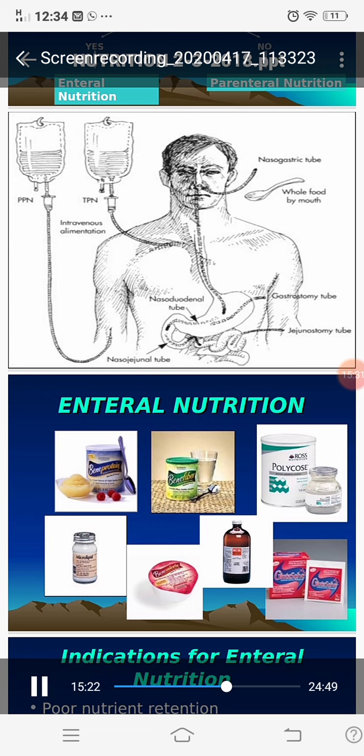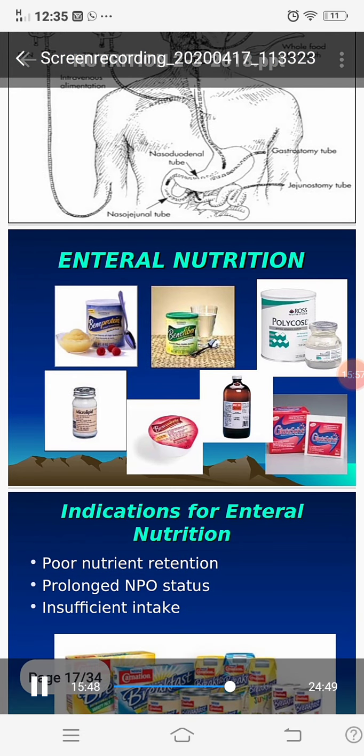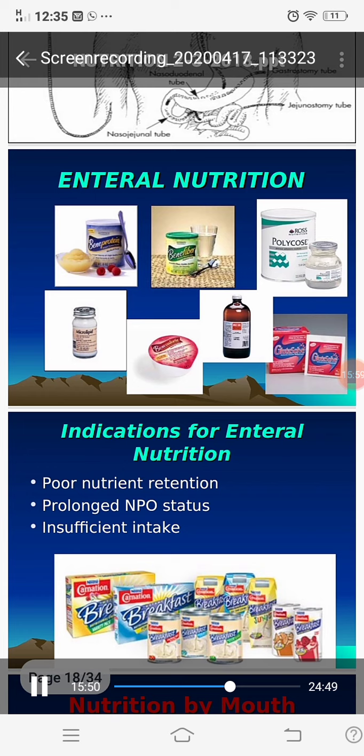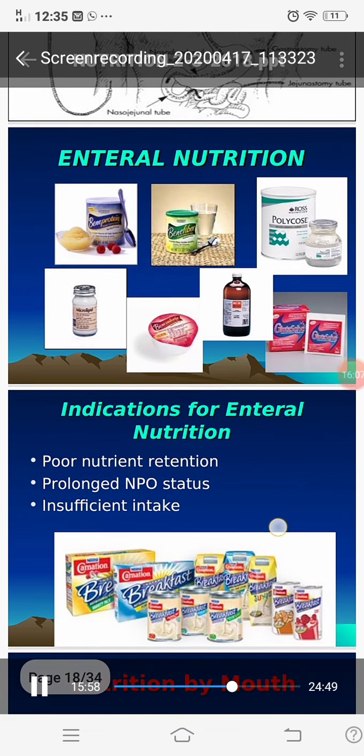So then what are different indications of enteral nutrition and what are different indications of parenteral nutrition? As I already told you, the better route is always enteral nutrition. If the GIT is functional, it is better to use the route of enteral nutrition, which is mouth or gastrostomy or jejunostomy. Basically, the enteral route is for the GIT and the other route is for the venous system. So indications: poor nutrient retention, prolonged NPO status, insufficient intake.